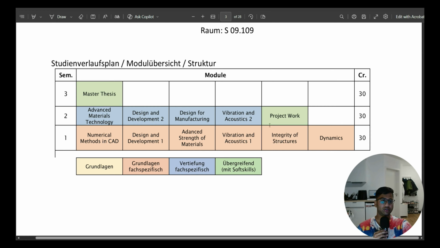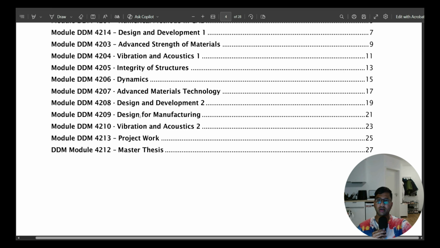This will include your project work in the second semester, and in the third semester you will do the master thesis. If you want to take a break and do an internship, then your fourth semester will be the thesis, depending on how you do. But the main thing would be your modules.